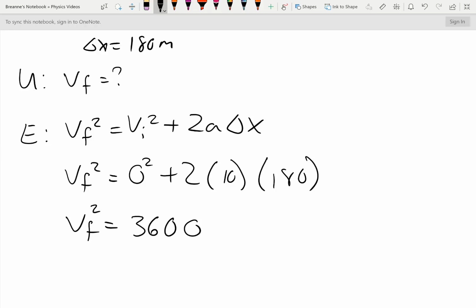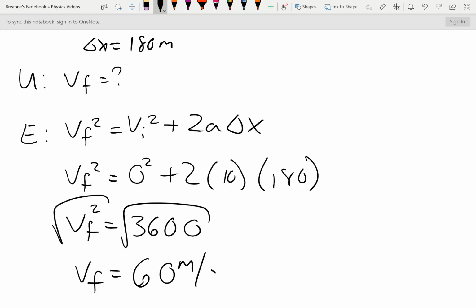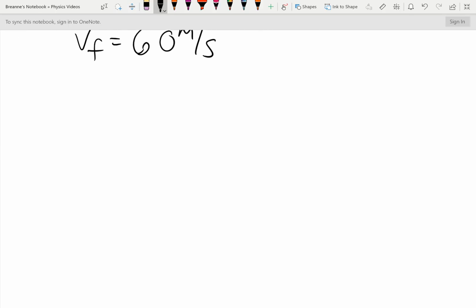3,600. To get rid of the squared, you have to square root. What you do to one side, you have to do to the other. So you square root 3,600, and you get 60 meters per second. Woohoo!